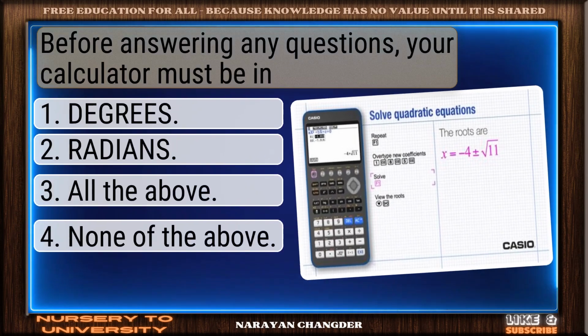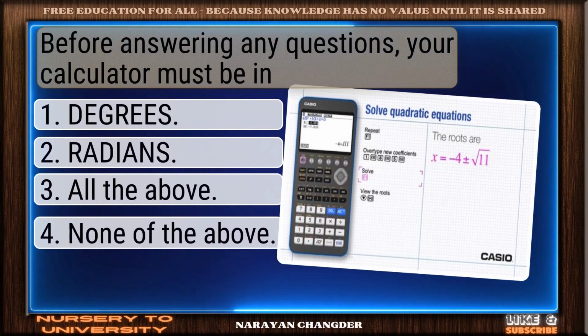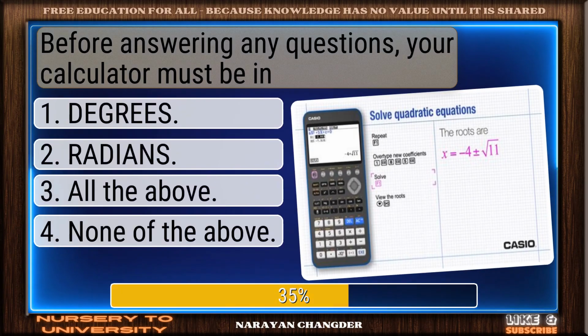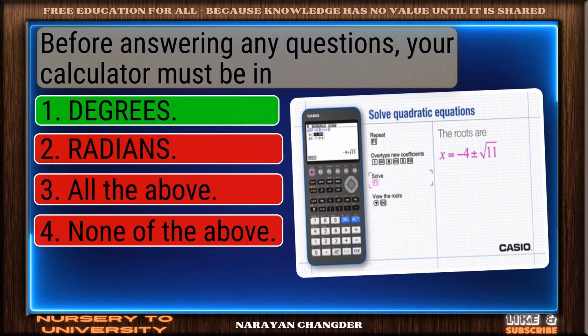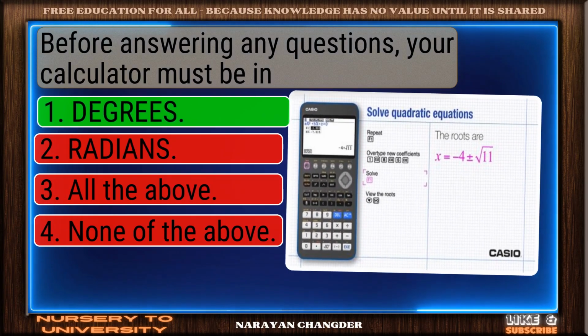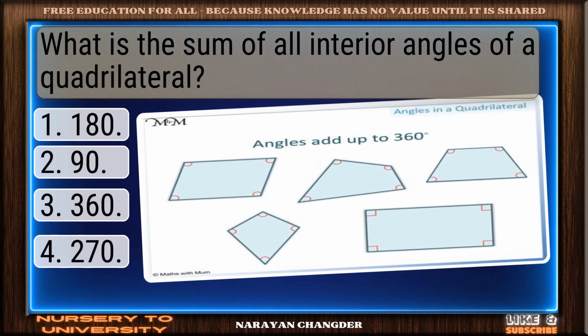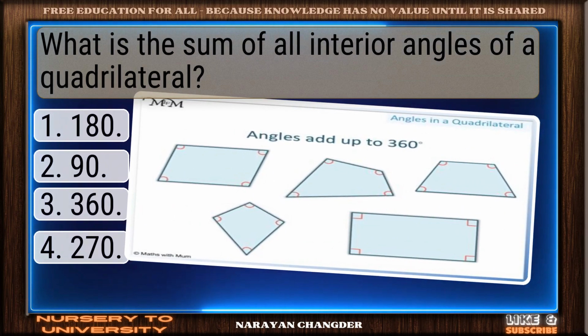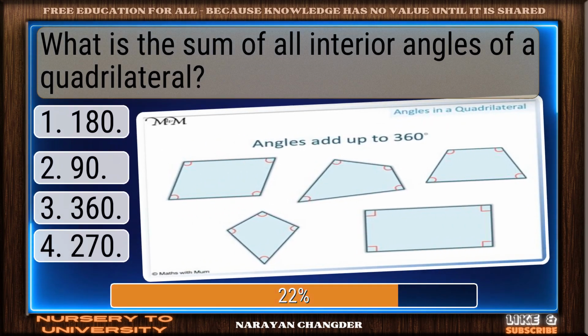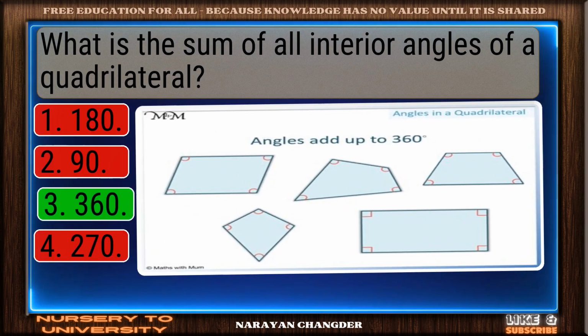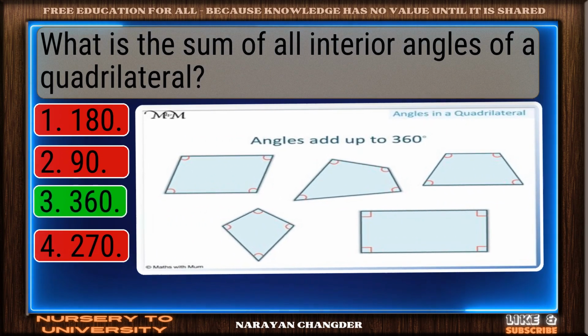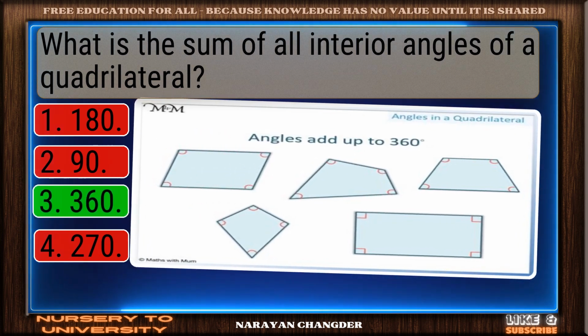Question number 65. Before answering any questions, your calculator must be in. Strong choice. Degrees is the right answer. Question number 66. What is the sum of all interior angles of a quadrilateral? You got it. Your choice, 360, is right.